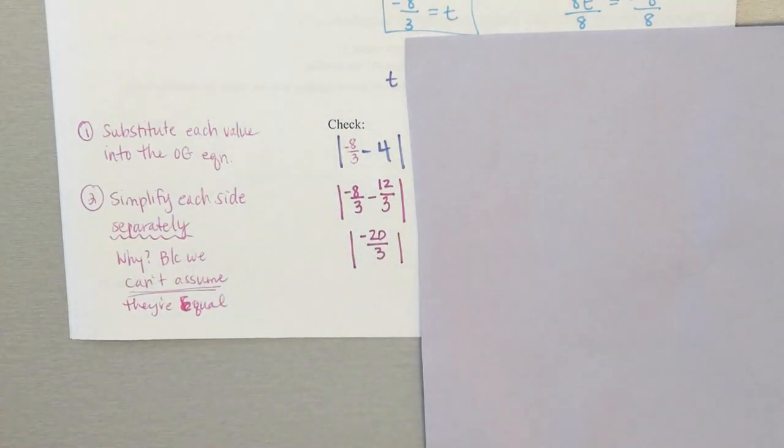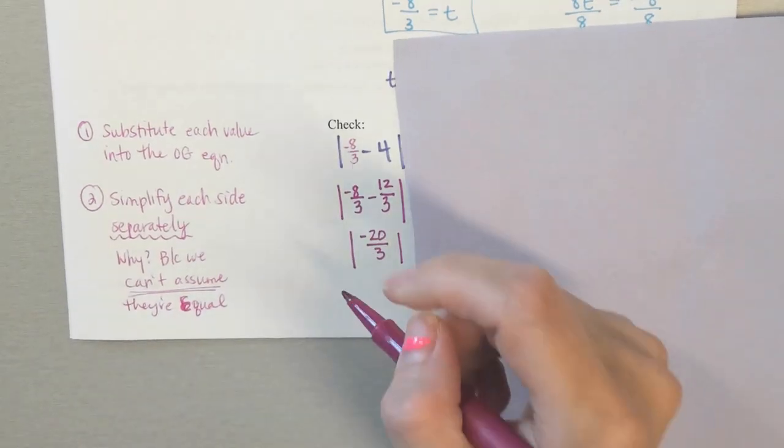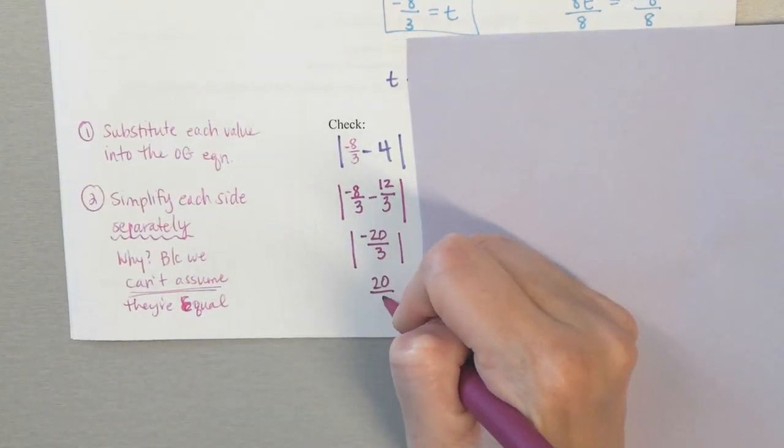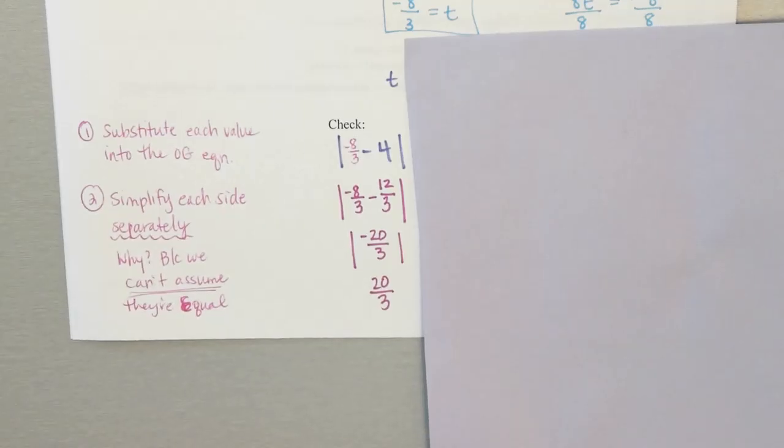The denominator stays the same, so we have to remember our fraction rules. Okay, and yes, we will be practicing that without our calculator. And then, when you take an absolute value, it becomes positive. Okay, so your final answer there is 20/3.